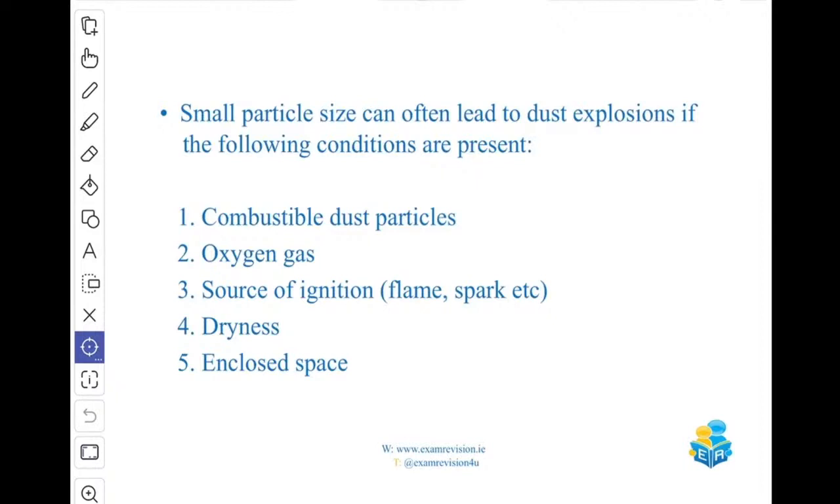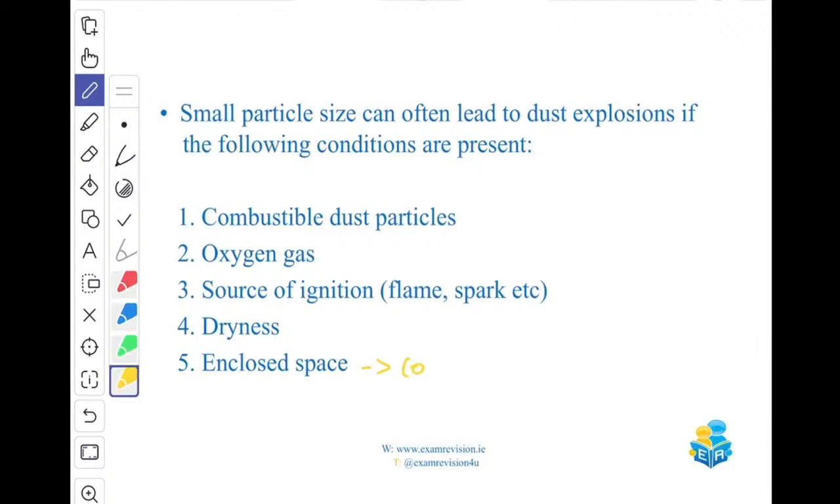So with a dust explosion, the conditions that are needed for a dust explosion to occur, we need combustible dust particles, we need oxygen gas, we need a source of ignition. So a source of ignition, for example, would be a flame, whether it comes from a Bunsen burner, or a spark, which could come from electricity. We need dryness, so you need to ensure that the container that they are in is completely dry, and as I've said, an enclosed space. So an enclosed space could just be a container.